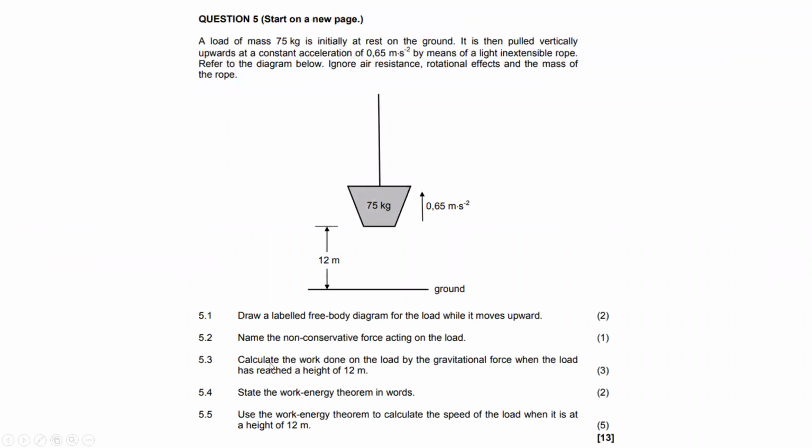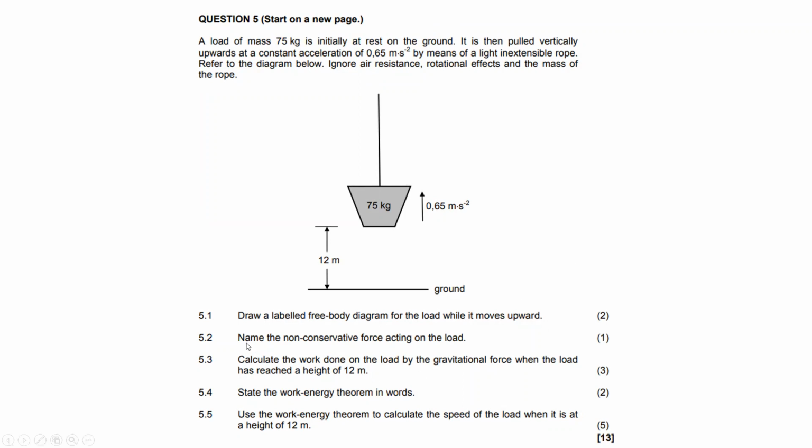Now another question. Okay, what's going on? A 75 kg object, initially at rest on the ground, and then going up with an acceleration of 0.65 meter per second squared, with no air resistance. Mass is given, 12 meters going up. Draw a labeled free body diagram. As you know, a free body diagram, or force diagram, in mechanics, we know already, right? You show all forces on the object. So we can draw it, it's an easy one.